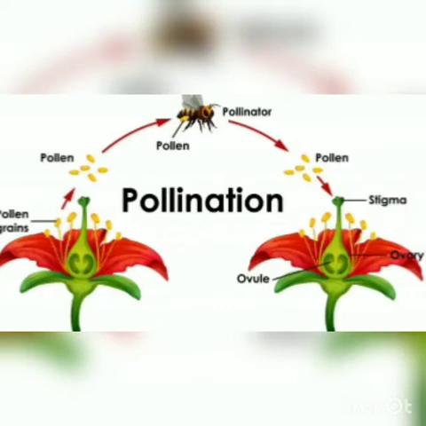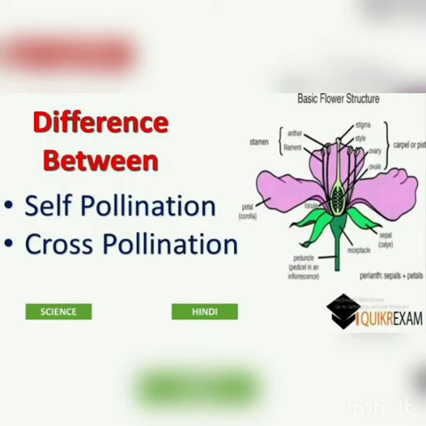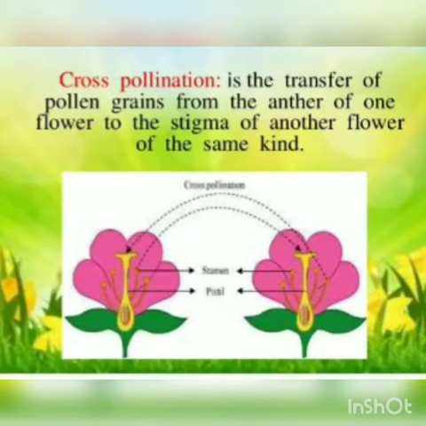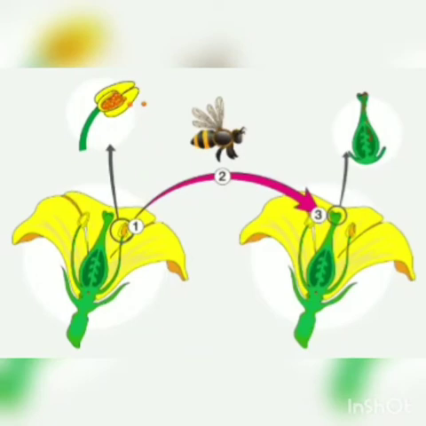Auto means self. The transfer of pollen grains from the anther to the stigma of the same flower or another flower of the same plant is self-pollination. Cross-pollination is the transfer of pollen grains from the anther of one flower to the stigma of another flower of the same kind.